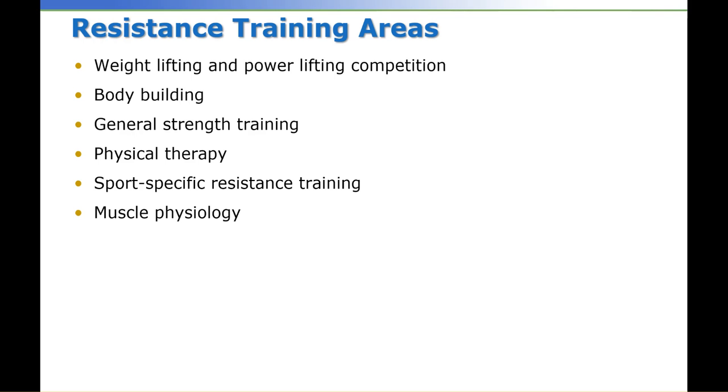In resistance training, one of the things that's important to understand is: what are the objectives of resistance training? Okay, you need to start with the end in mind. What is the mission of what you're doing? Is it to lift weight to become the strongest?